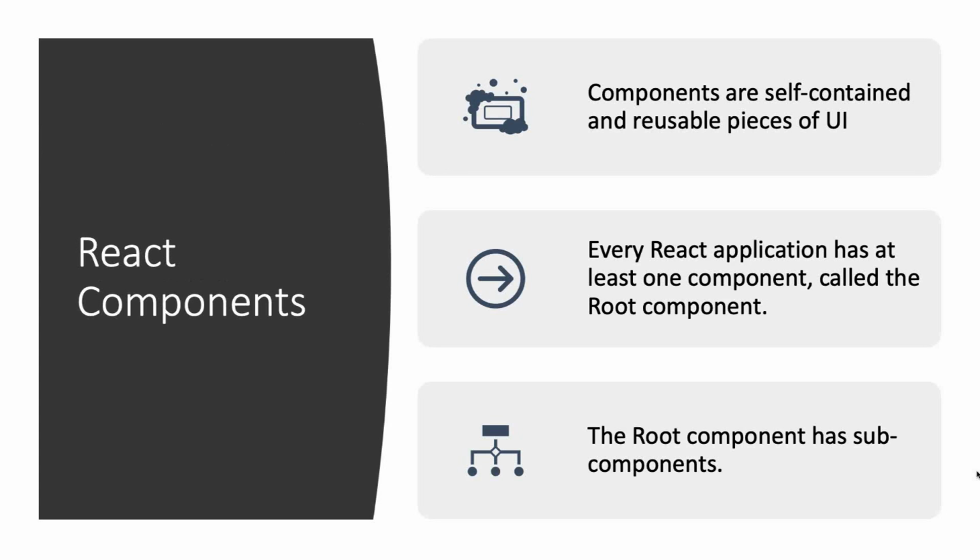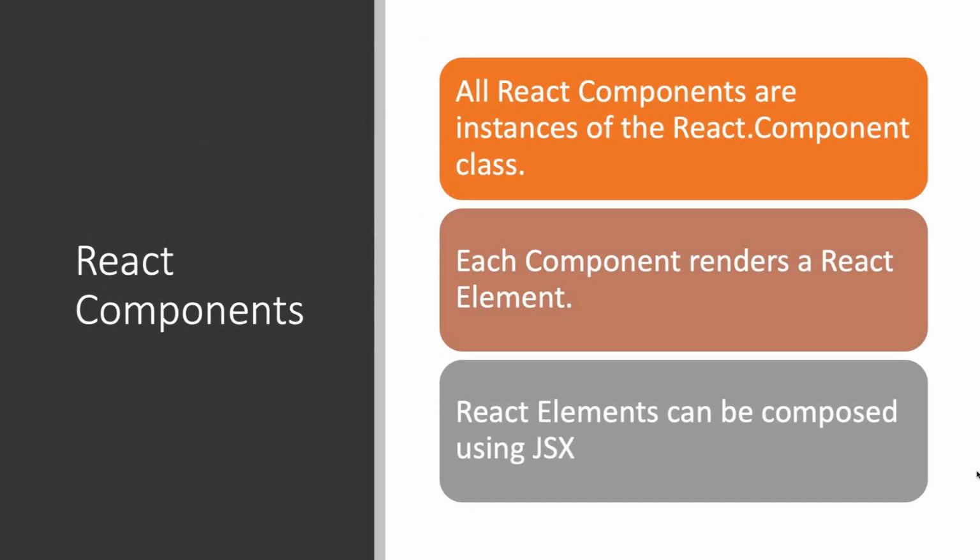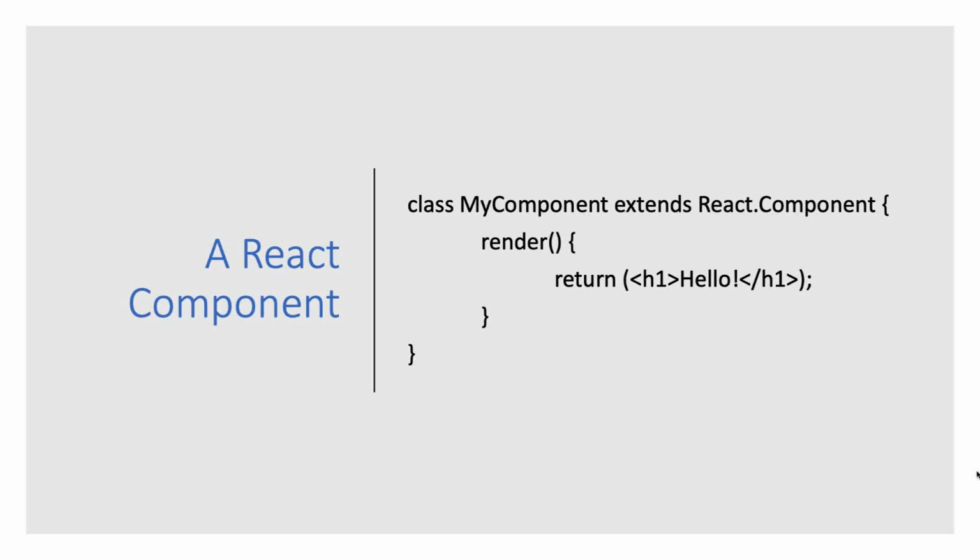React components have to have a root component, and that root component has subcomponents. All React components are instances of the React.component class, as you saw, and they're composed using JSX. And here's the basic structure, as you saw, where you have a class that extends React.component and has a render method with a return statement.